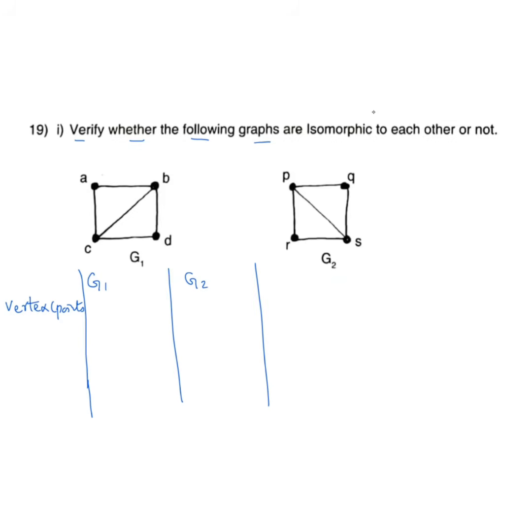Here the points are A, B, C, D. In total we have 4. And here we have P, Q, R, S. So here also we have 4. So the vertices are the same. Then you have to check the degree. For the degree, you will be checking each vertex. Then you will check the edges.